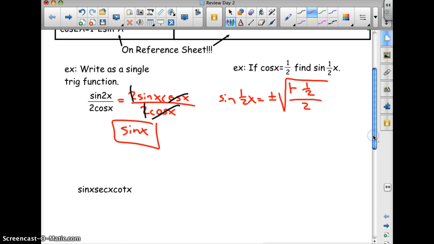Okay, and then what I told you to do with these kind of complex fractions is multiply every single one of these terms by 2. So we're going to multiply that by 2, that by 2, and that by 2. So what I get is plus or minus the square root of 2 minus 1 over 4, which equals plus or minus the square root of 1 over the square root of 4, which is plus or minus 1 half.